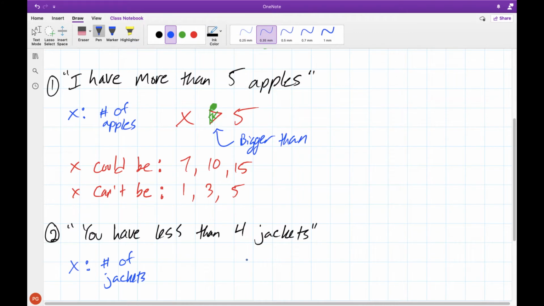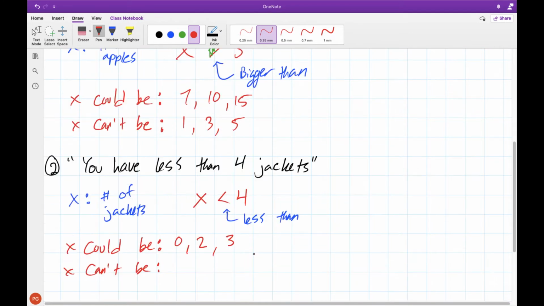If we do something similar with our next example, you have less than 4 jackets. If we call x the number of jackets, we would write it like this. Again, our monster is eating 4 because 4 is bigger than the number of jackets. So x could be a number like 0, 2, 3. X can't be a number that is equal or bigger, so it couldn't be 10. It can't be 5. It couldn't be 4 either. We know it's less than 4.